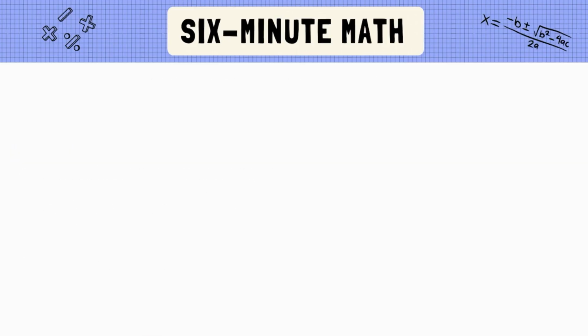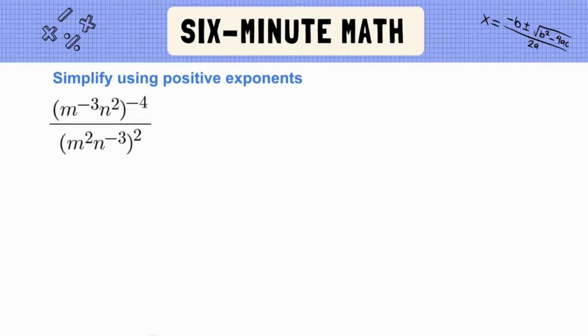So let's look at some examples. We're going to simplify using positive exponents. And I have the following. So the first thing I am going to do in this situation is I'm going to use my power of a power law and multiply my outside exponents into the corresponding brackets.